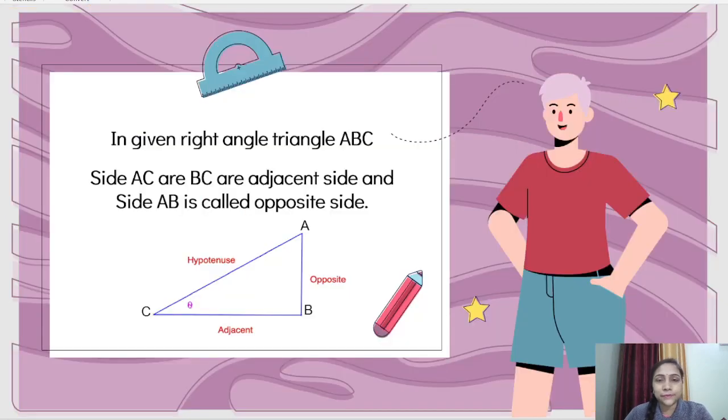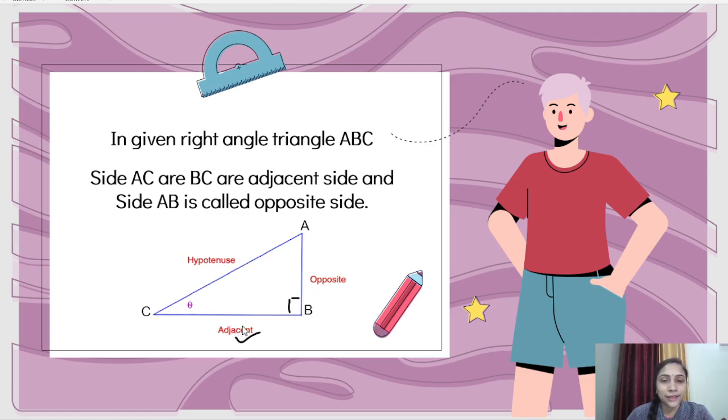Now you can see this triangle ABC. It is a special type of triangle. As you can see, this angle B is 90 degrees, so this is called a right angle triangle, and the name of this triangle is ABC. If we take this angle theta into consideration, then the AC and BC sides are known as adjacent, and this AB side is called the opposite side.